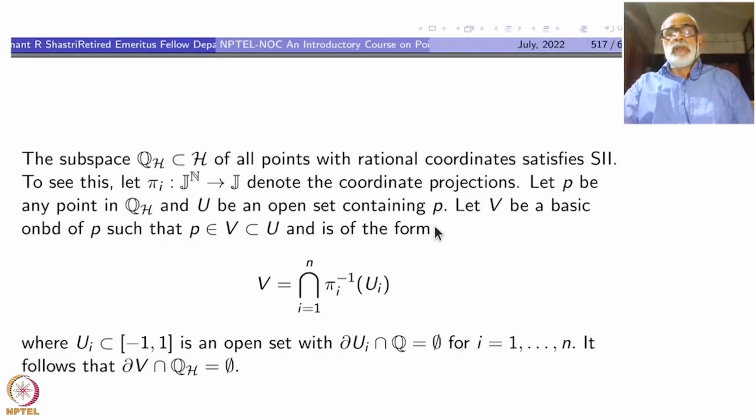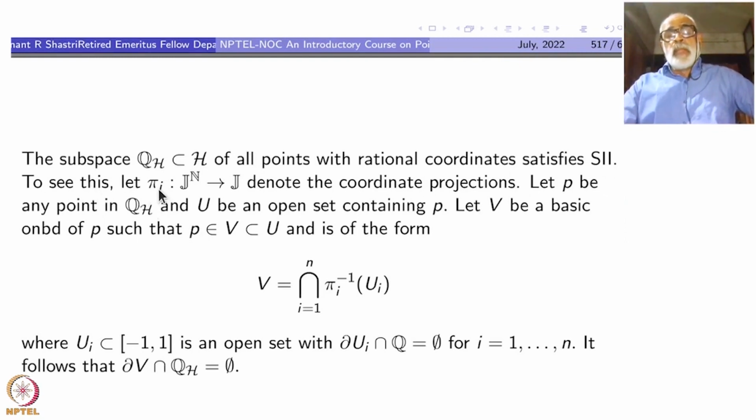Okay, this is all about convention and notation. The subspace QH of H of all points with rational coordinates satisfies S2. So this is what we want to say. First of all, it is a metric space. Now inside that it satisfies S2 is what I want to say.